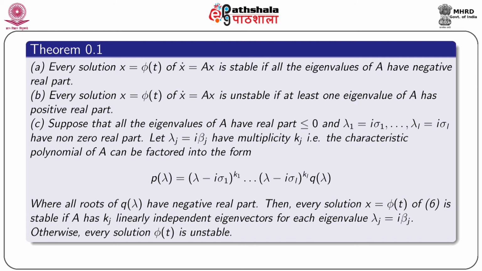Then every solution x equal to φ(t) of (6) is stable if A has k_j linearly independent eigenvectors for each eigenvalue λ_j equal to iσ_j. Otherwise, every solution φ(t) is unstable.